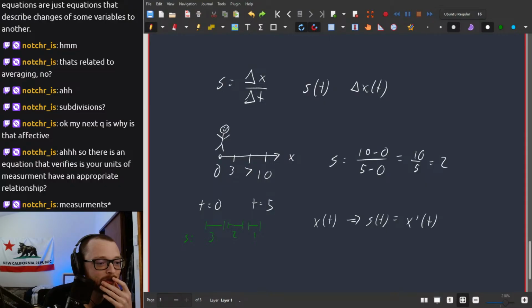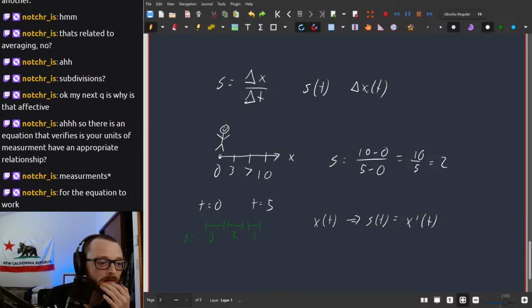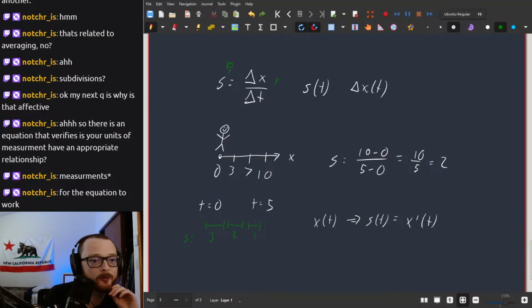An appropriate relationship. It doesn't necessarily have to do with units, but you could think about it in terms of units. If speed is in meters per second, you do want to have meters on top and seconds on the bottom here, for sure.